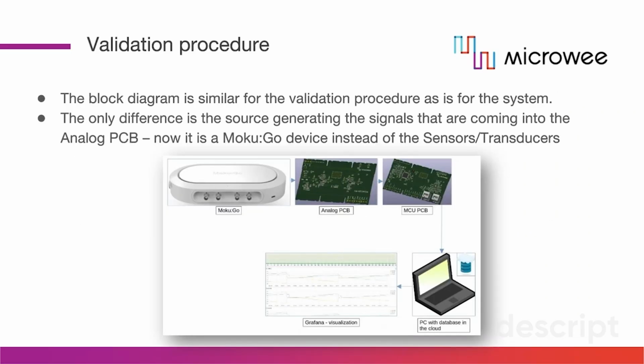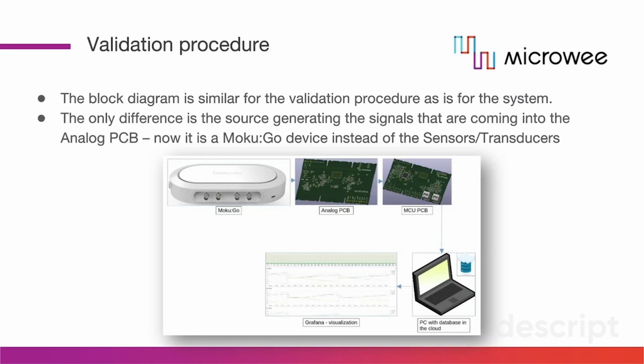You can see a block diagram for a validation procedure. It is very similar to the actual system that's going to be deployed. The only difference is that instead of using a vibration sensor with its dedicated supply module, we're using a Moku Go device, which can generate voltages at its output. It's controllable via a Python script. We had luck that the output voltages of the Moku Go are in the plus minus 5 range, which is the industry standard output for vibration sensors.